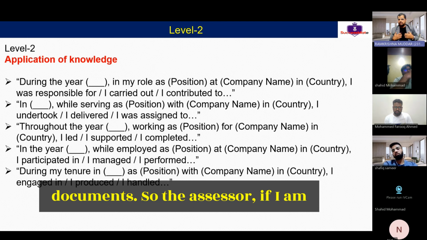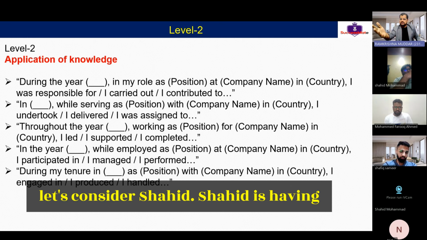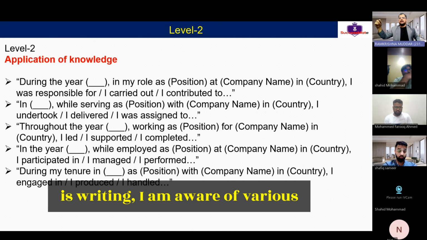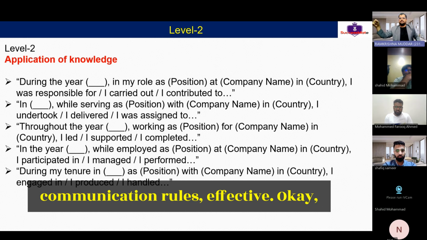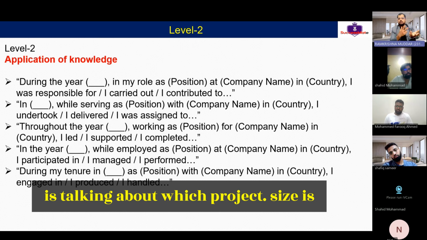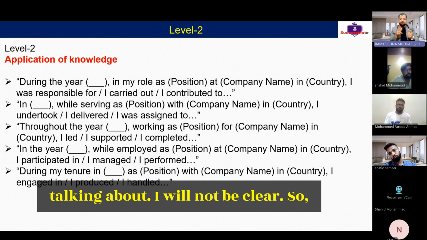So the assessor, if I am getting many documents, I need to understand which year, because let's consider Shahid. Shahid has 18 plus years of experience. So if Shahid is writing, I am aware of various communication rules effectively, I will not understand which project Shahid is talking about, which country he is from, or which year he is talking about. I will not be clear.